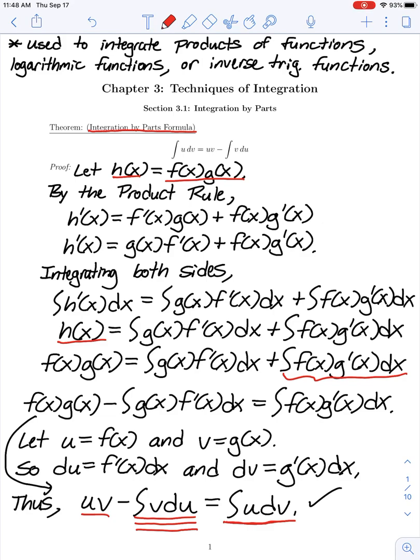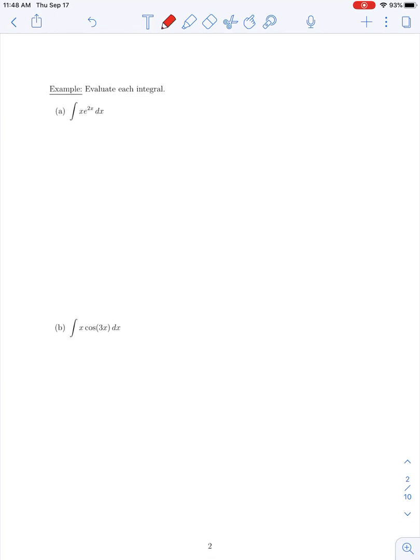We're going to use this formula to try to reduce the integral we're given to an integral which is a little easier to evaluate. And as I mentioned, this is typically going to work out well if we're integrating products of functions which can't be simplified, logarithmic functions, or inverse trig functions. So let's look at some examples to illustrate how this method will work.